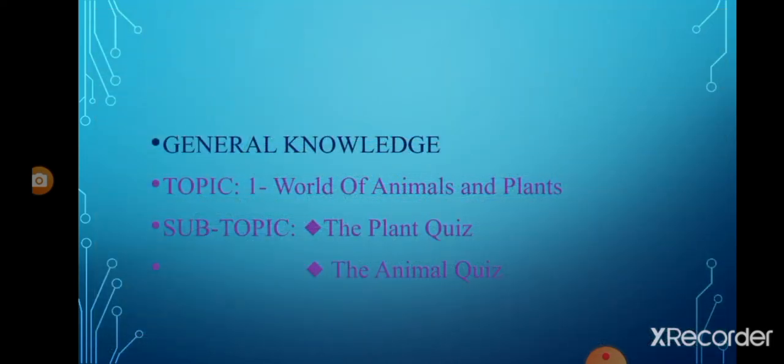So our topic is world of animals and plants. In this topic there are two subtopics: the first one is the plant quiz and the second one is the animal quiz. In the plant quiz you can see questions related to plants, and in the animal quiz you can see questions related to animals. Some pictures you can see in your textbook, and questions are asked related to them, like the group of animals, what is it called? Okay, so let's start with our first subtopic, the plant quiz.